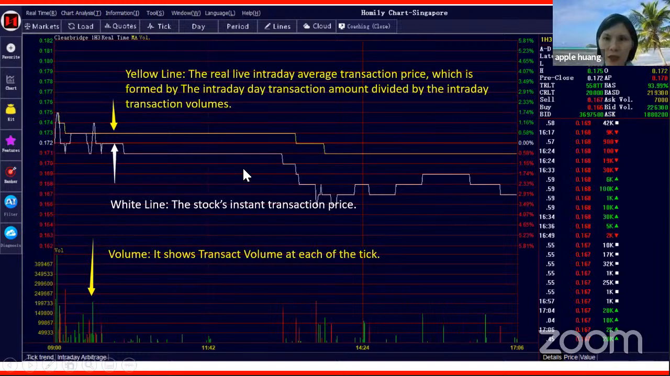Let's say, for example, here, the white line, in fact, is trading below the yellow line the whole day. The white line is below the yellow line. So we know this stock for the day is trading downward. It's very weak, bearish. It's trading downward.